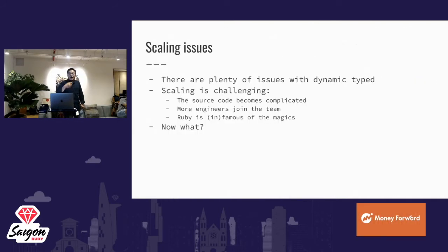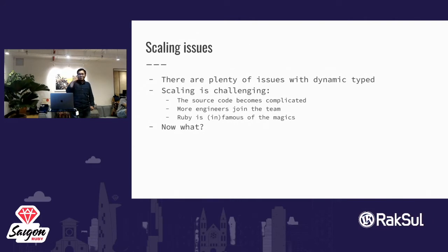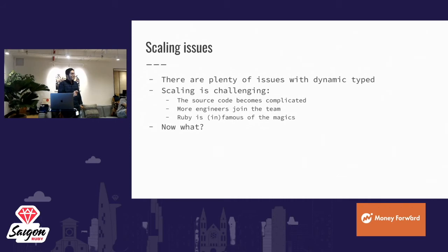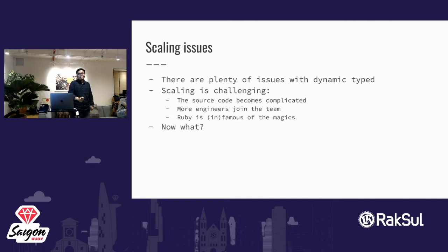So Ruby also has some scaling issues with the typing. As soon as the scale and the support become more complicated, it's really hard to get into a class or a file and know what the variable is. It can be a string, it can be an integer, or it can even be another method call. It's particular in Ruby. Ruby is infamous for the magic. It means that when you call something, it's really hard to tell what it exactly means. So the more engineers you have, the more complicated support becomes. It's really hard to scale with it.